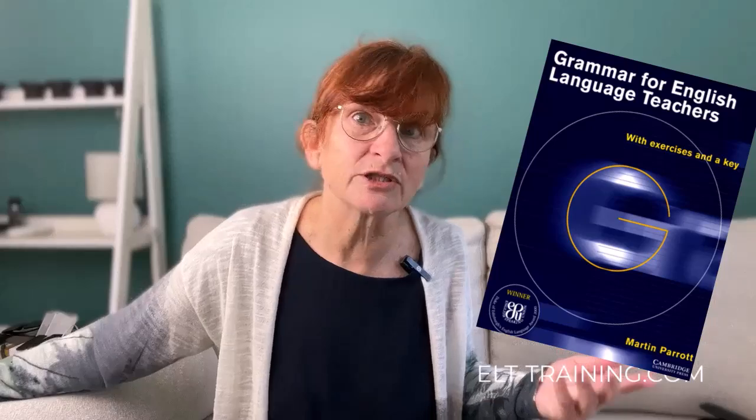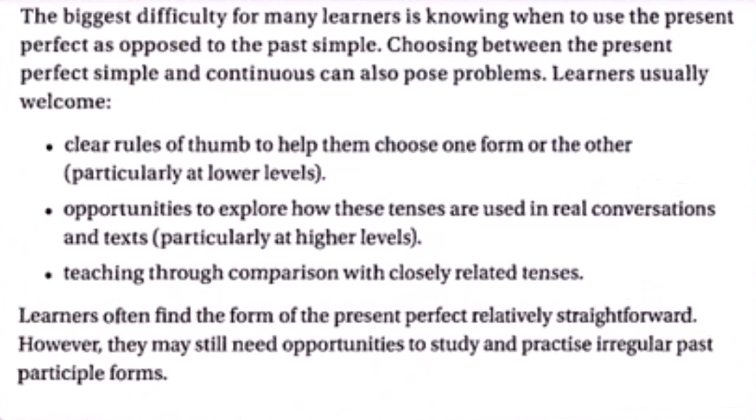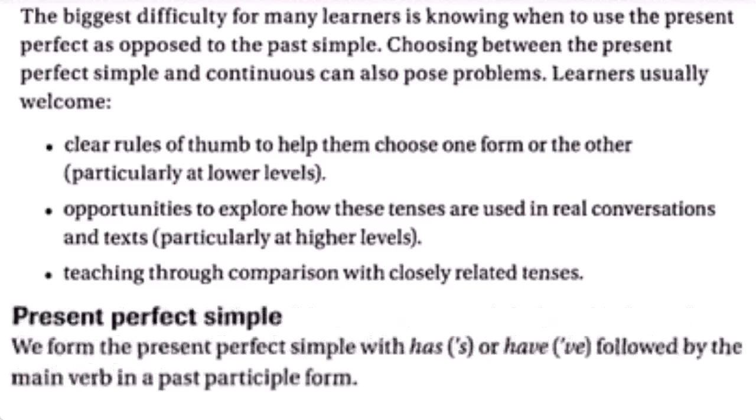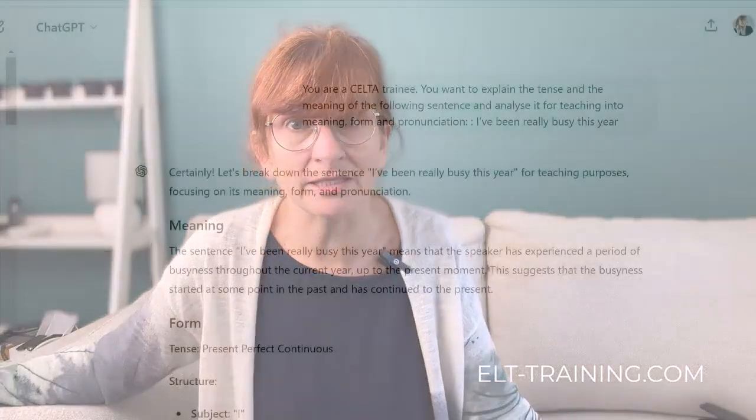If we look in a grammar book like Parrot, we get potential difficulties with the meaning and the form, and he tells us how to form the tense. This does, of course, make the assumption that you know what the tense is called. If you don't, you might think AI could help with that, so let's try it.